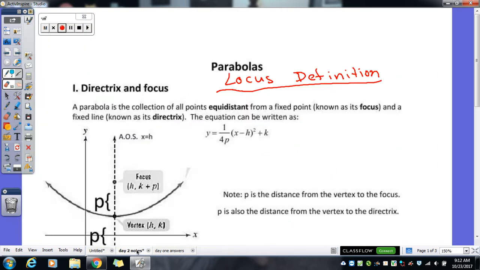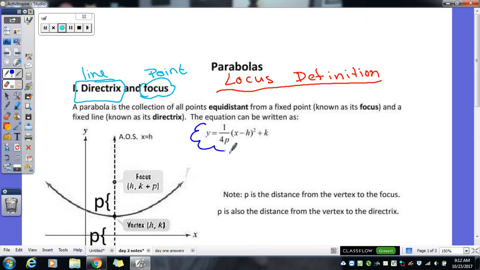So, taking a look at our notes, what they're doing is they're giving us a focus. Your focus is just a point. And they're giving us a directrix, which is a line. So they want to find all of the points that are equidistant from that line and that point. And what ends up happening is it creates a parabola, which is our quadratics that we've been dealing with. So they want us to create the equation of that parabola that is created by being equidistant from that point and that line.